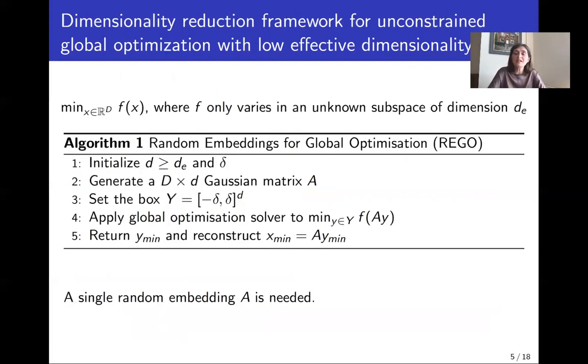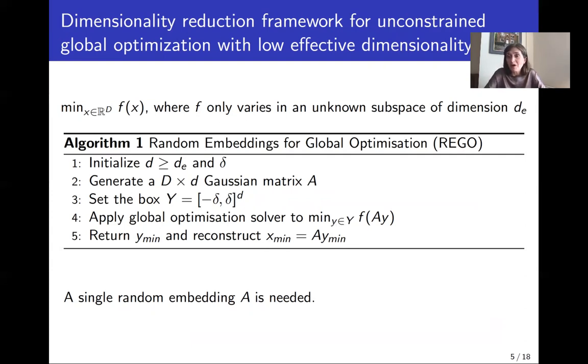So what we propose then is that, assuming you know dE and being able to choose d to be equal to dE or a bit larger, and setting the size of the box in the Y domain, delta, based on our theoretical considerations, then you choose a random projection, and then you solve this reduced problem over a box domain in R^d, and then project back into the original space.